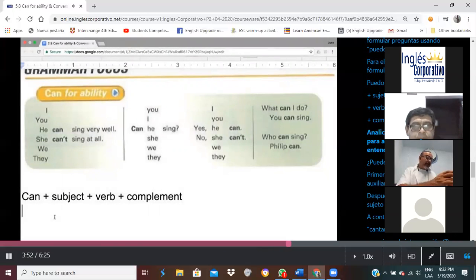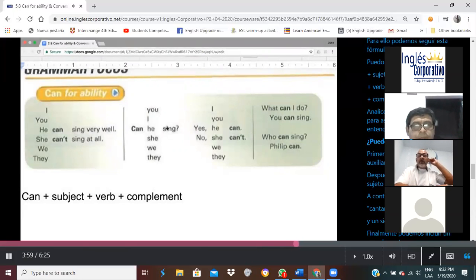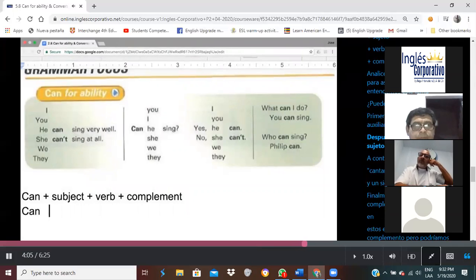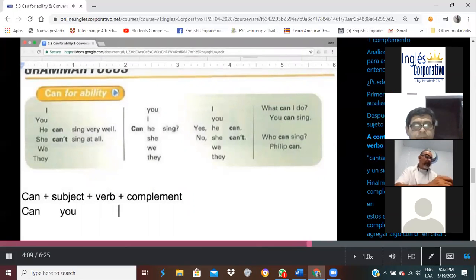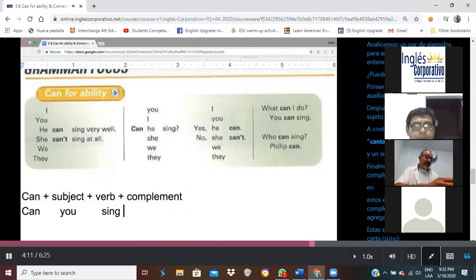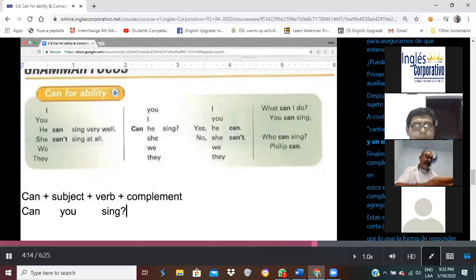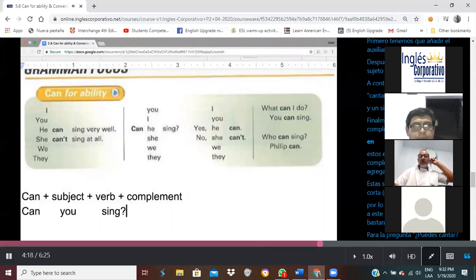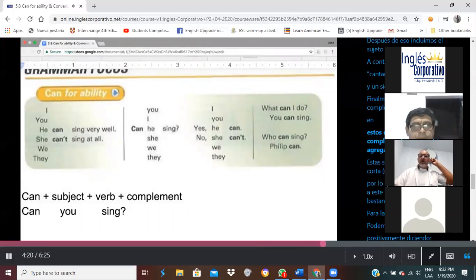Let's analyze a couple of examples to make sure we understand this topic. Can you sing? First, we need to add the auxiliary can. After that, we include the subject. Next, we have the verb sing and a question mark. Finally, we can include a complement. In these examples, there is no complement, but we could add something like at home.